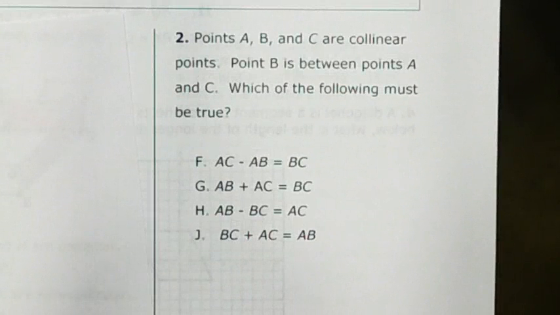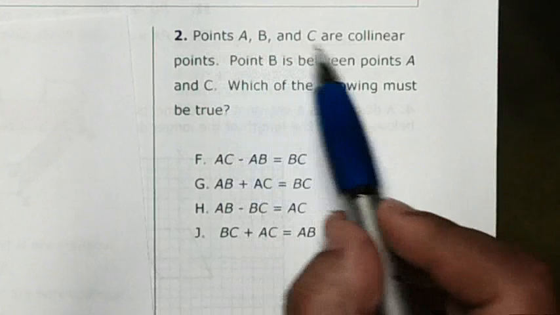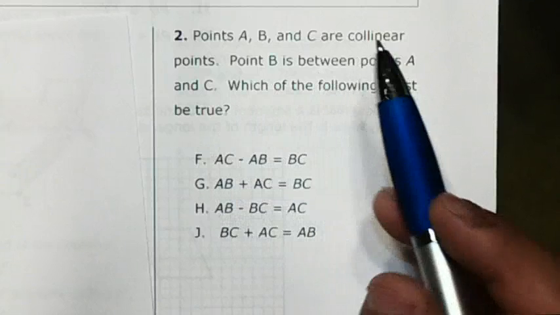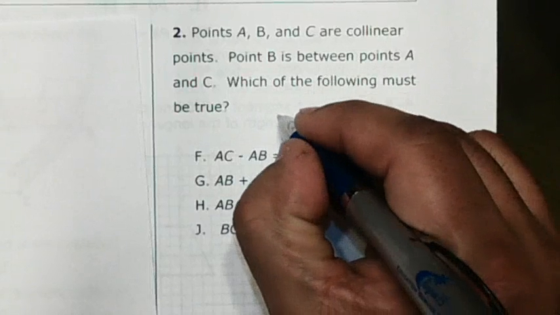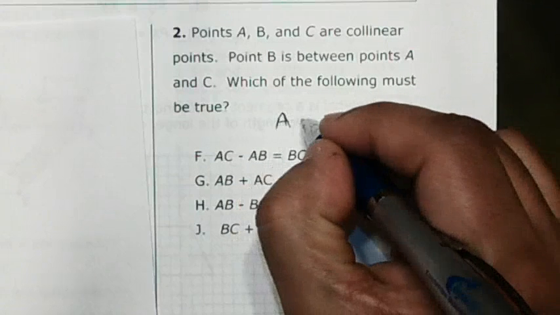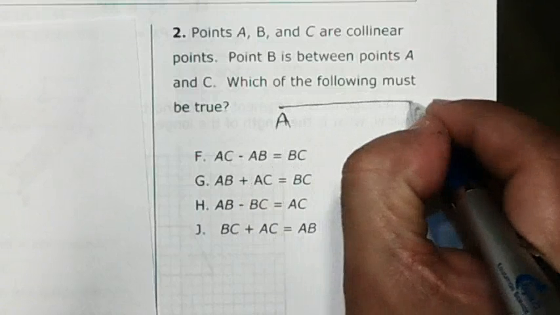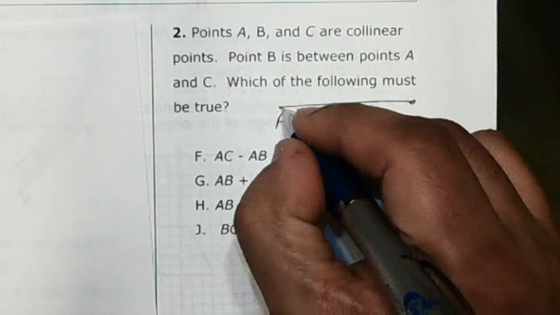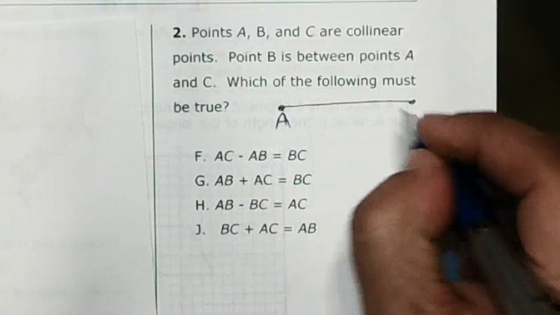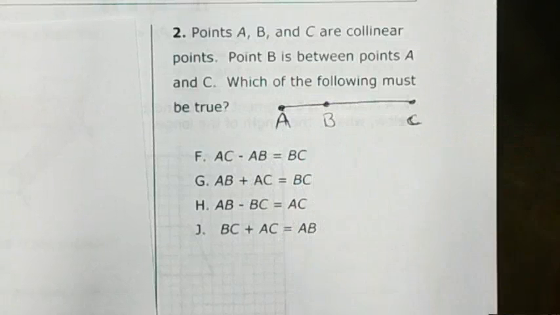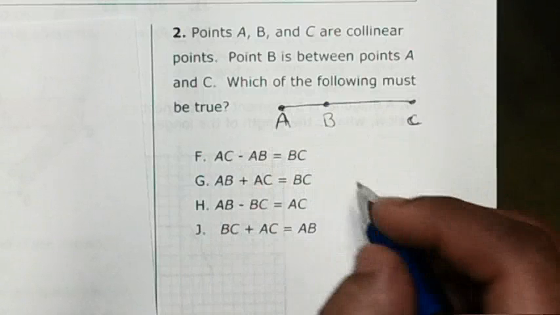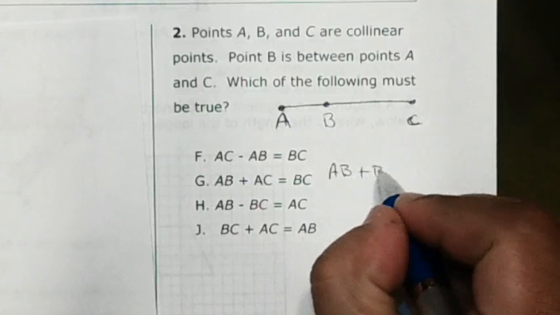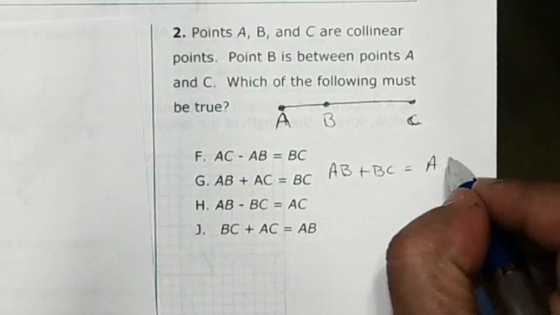All right. Problem number 2 says points A, B, and C are collinear points. Point B is between points A and C, and which of the following must be true? On this one, I'm looking at the segment addition postulate, which, if you remember, we have to look at the segment and draw it out first. It says B is between points A and C. So A is one endpoint, C is the other endpoint, and B is somewhere in between them. But the segment addition postulate says that if I take the distance from A to B plus the distance from B to C, I get the whole segment AC.